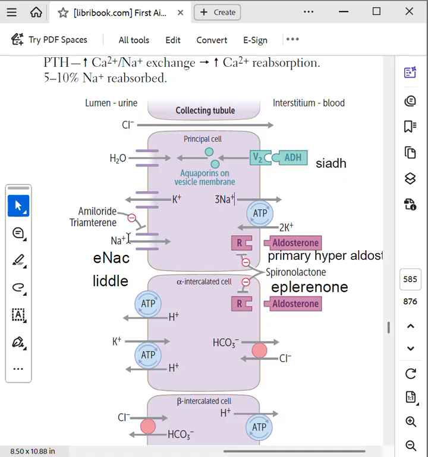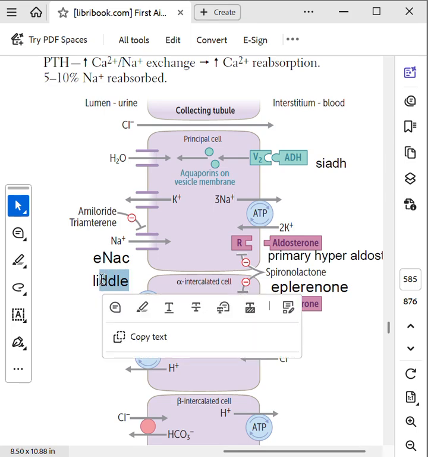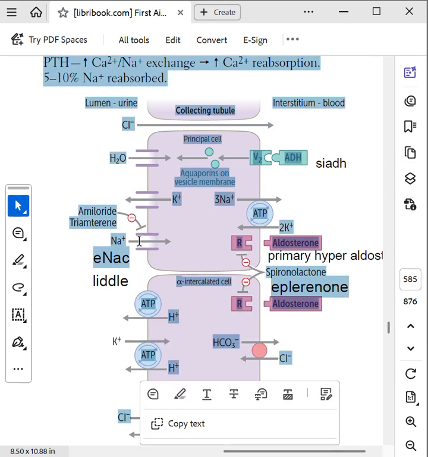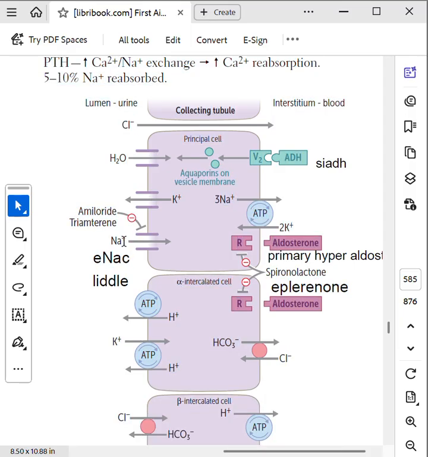One thing to remember here is Liddle syndrome. In Liddle syndrome, the ENaC, this epithelial sodium channel, the one that is bringing the sodium inside the principal cells, is basically overactive. Since it's overactive, too much sodium comes into these principal cells.